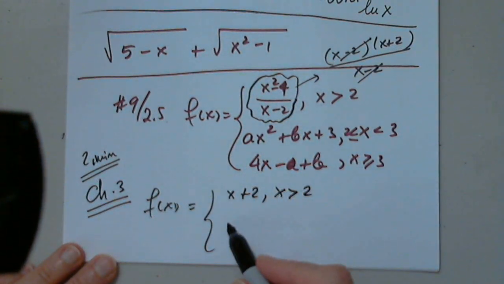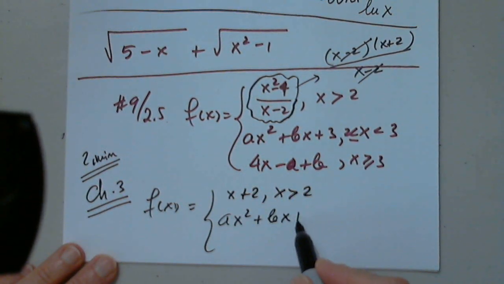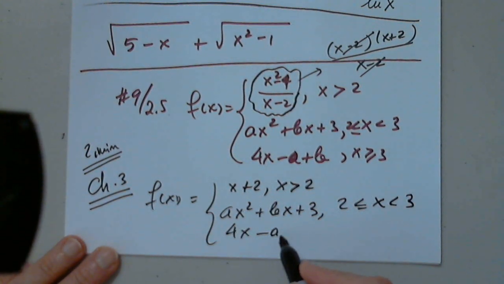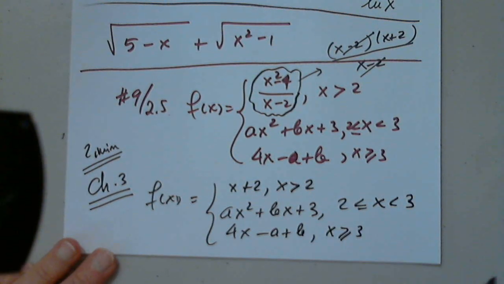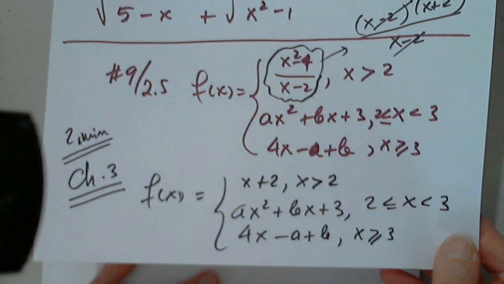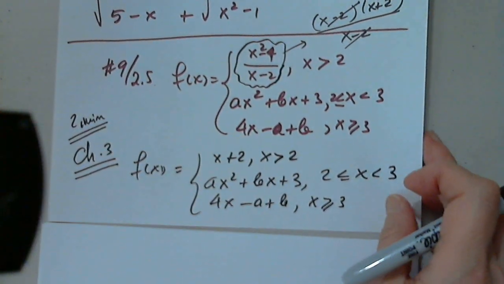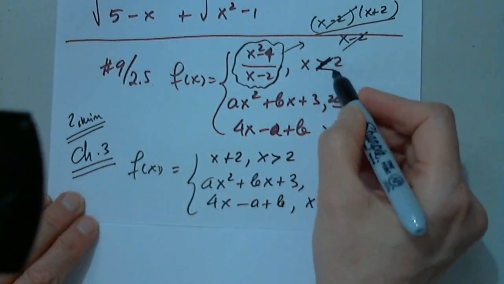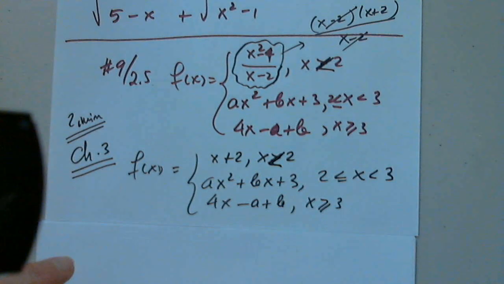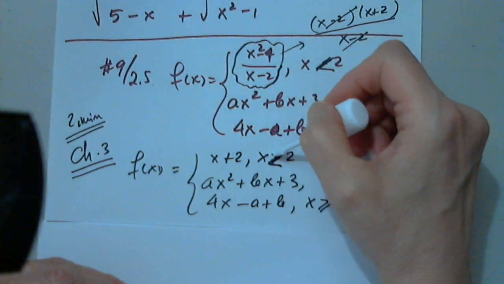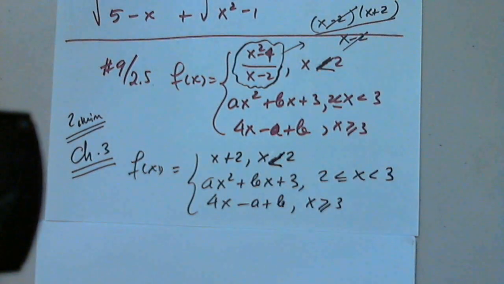The second piece, there is nothing I can do to it: ax squared plus bx plus 3 for this. And then 4x minus a plus b for this. Perfect. Small thing, for the x plus 2, it's x less than 2, not greater than. I might have said that wrong. Yes, of course, I should have known. My fault. Otherwise it will not be a function.